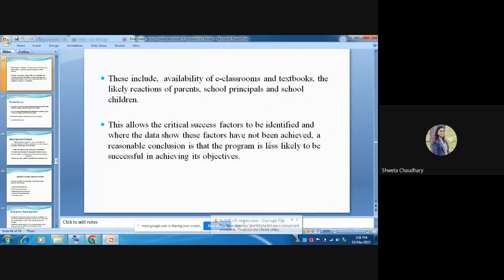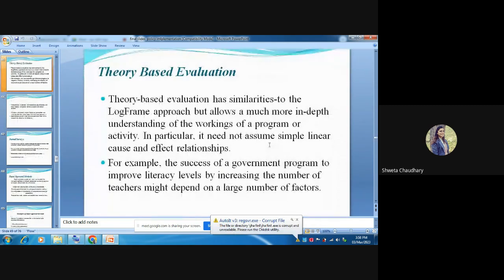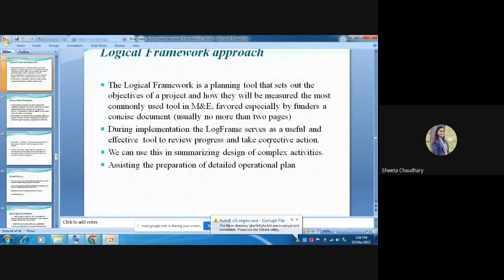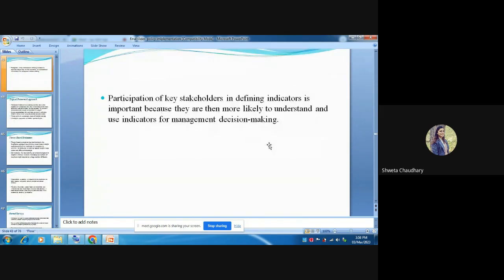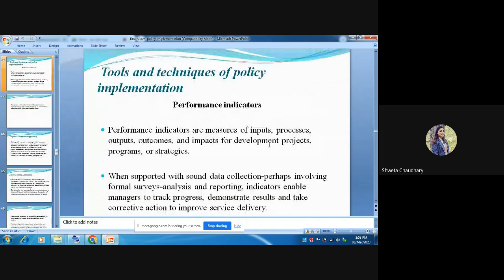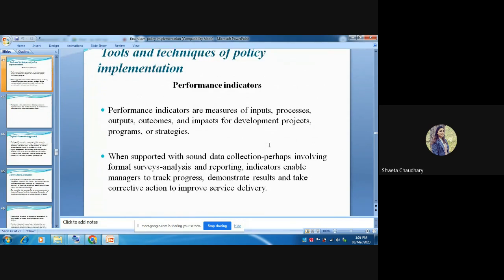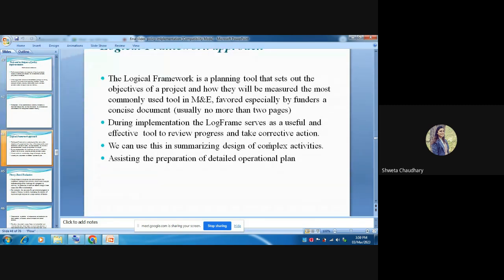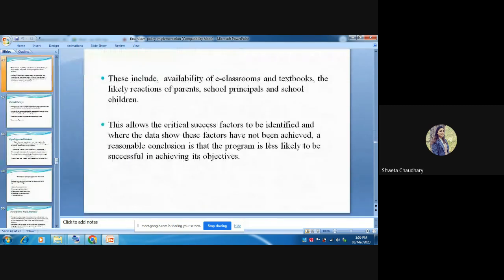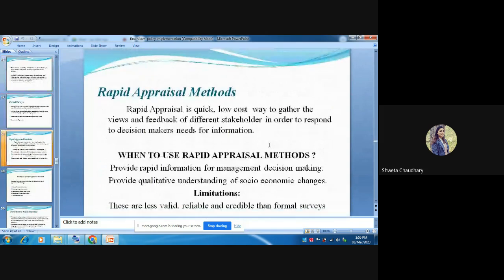If we have to find out the factors, then we should go for theory based. If we have to see only the impact, what is the impact of that policy, whether it has a good impact, go to log frame approach, and this is just performance indicator, seeing whether it has performed well or not. So these are the different: list of performance indicators, then logical framework, then theory based, and then formal survey. Then one more is there, rapid appraisal method.